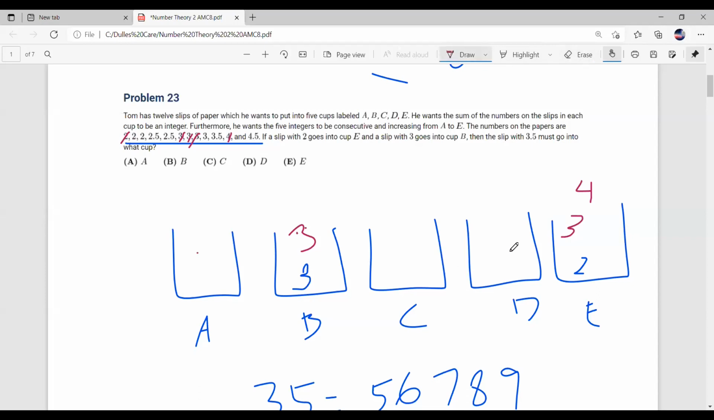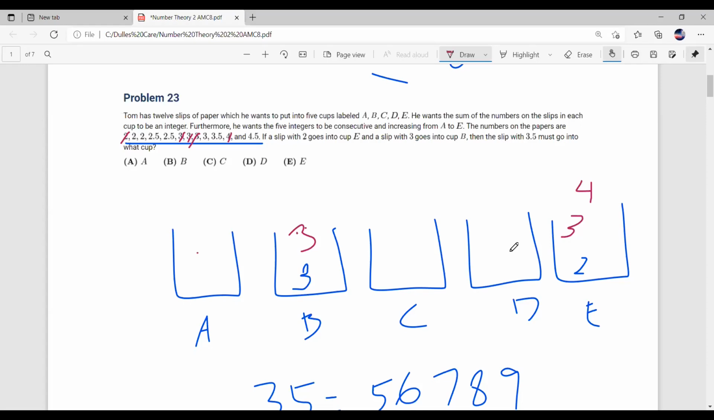And what about cup D? Cup D, the sum is equal to 8. So how can we get a sum equal to 8 using the numbers 2, 2.5, 3, 3.5, and 4.5? Well, if we were to directly add up two numbers, we would get 3.5 and 4.5. Is there any other way to get numbers to be equal to 8?